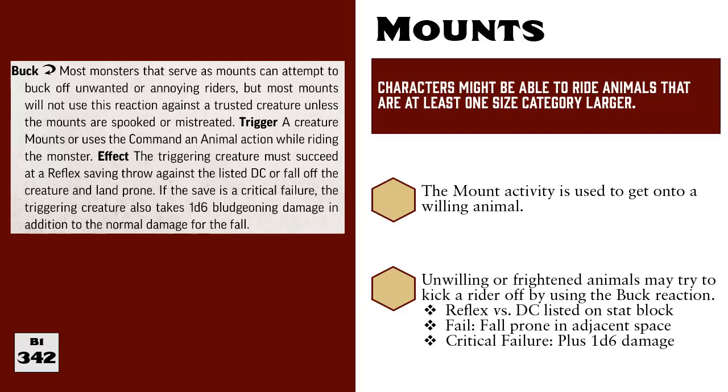Determining when an animal attempts to buck a rider off of them is entirely up to the GM, but I would think that if that animal has an attitude of unfriendly or hostile, then it's pretty much a given, as well as when it becomes spooked or panicked in combat.